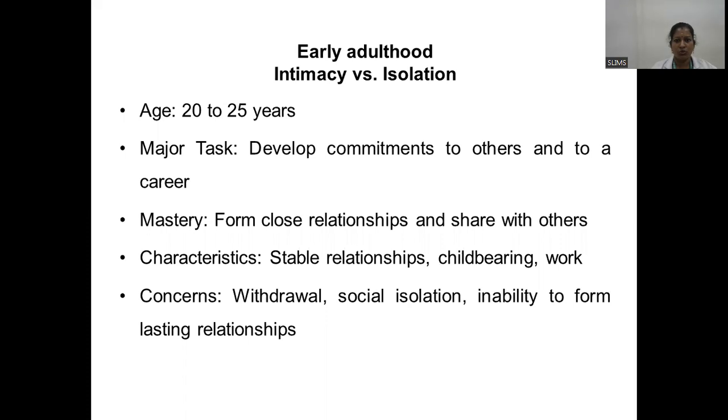In this early adulthood, there is intimacy versus isolation, ages between 20 to 25 years. The major task is developing commitment to others and to the career. Mastery is to form close relationships and share with others. They will be forming close relationships, and they will be sharing information with these intimate friends. And then they will form the close relationship also. And then share with others.